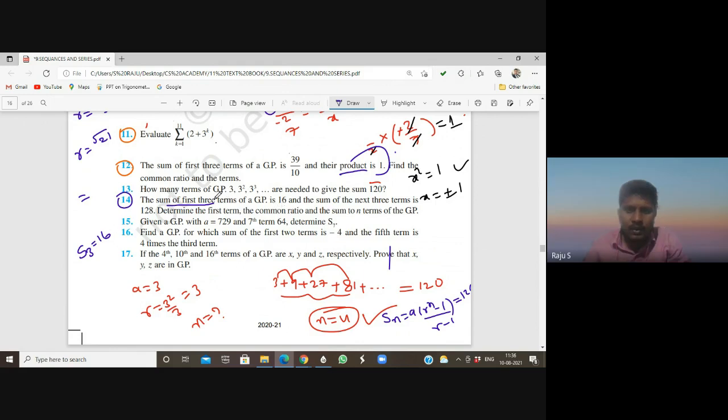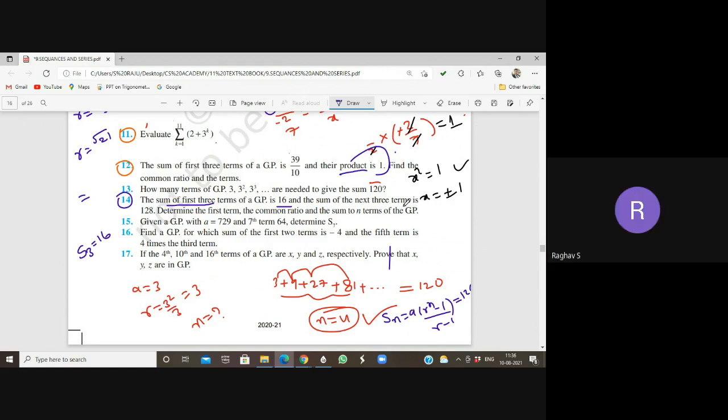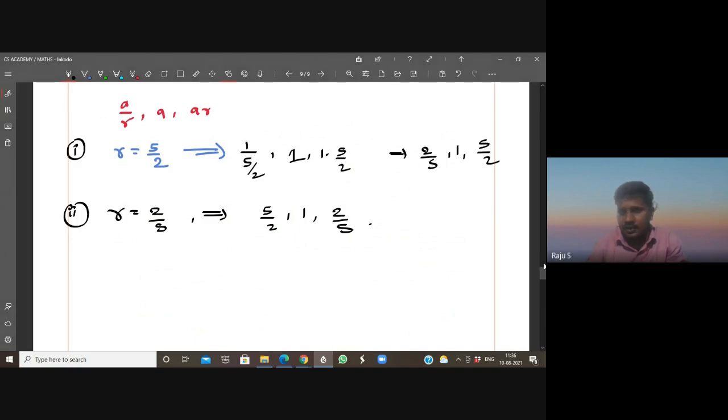Okay. The sum of first 3 terms of the GP is 16. And the sum of the next 3, S6 minus S3, equal to 128, sir. Okay, wonderful. Right, correct.